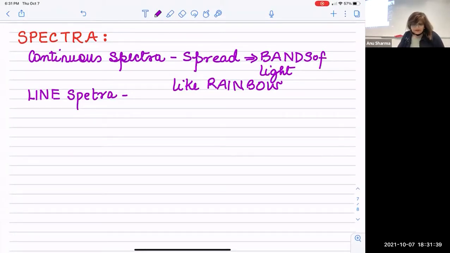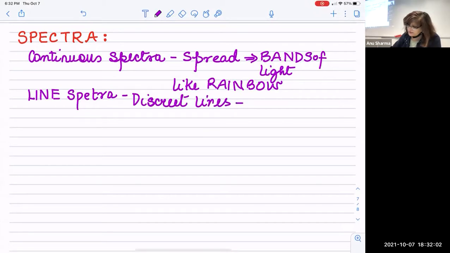Line spectrum, as it says, line. These are very discrete lines, and these are the fingerprints of the elements. There are 118 elements, and not a single one of them will have the same line spectra. These discrete lines are characteristic and very specific to the elements, of different colors.